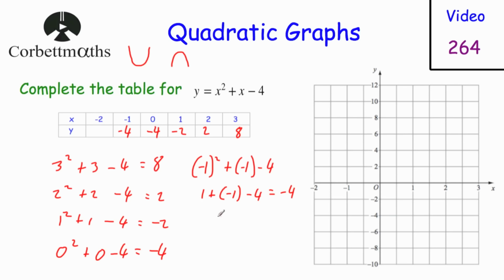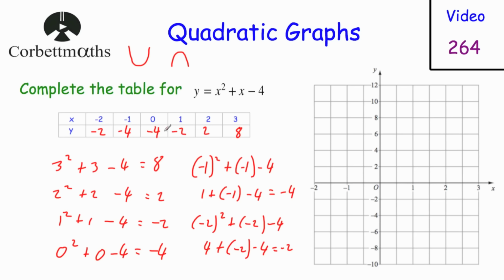So that'll be minus 4. And then finally negative 2. So we're going to do negative 2 squared plus negative 2 and then take away 4. And when we do negative 2 squared, that's a negative times a negative, so that's negative 2 times negative 2, so that's a positive, so that's going to be 4. And then we're going to add negative 2, that means it's going to go down 2, so that'll be 2, and then take away 4 will be negative 2.